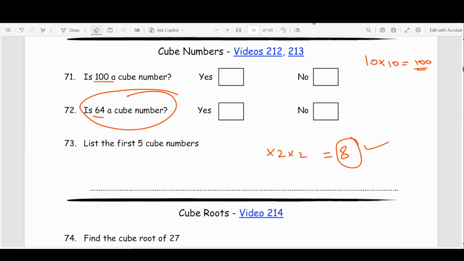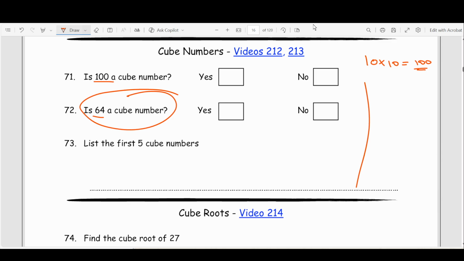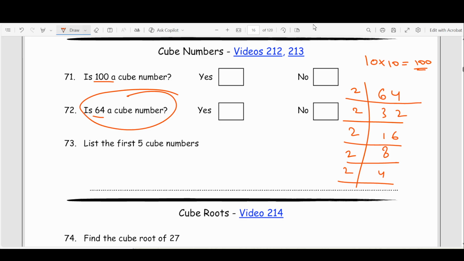It's not necessary that we will remember all the cube numbers, we can remember some of them. But to check, you can just again do prime factorization. Divided by 2, what would you get? 32. Again by 2, 16. Then again by 2, you get 8. You get 4, then you get 2, then you get 1, right?